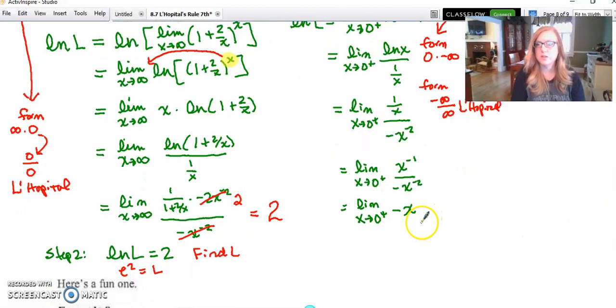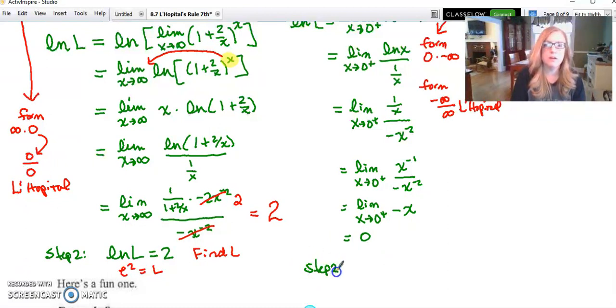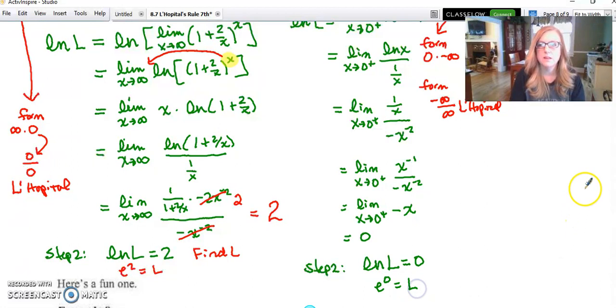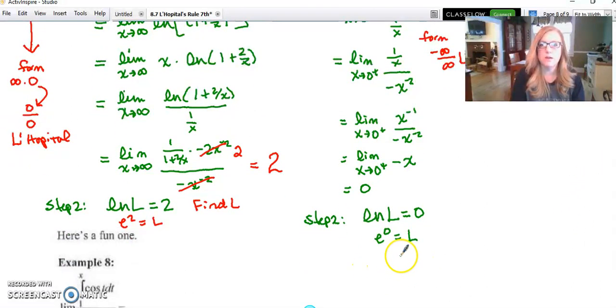And now I don't have an indeterminate form anymore, so we can calculate this limit by plugging and chugging. It's going to equal 0. But remember, we have step 2. We are not done. What we just found is that the natural log of the limit is 0. So we need to go e to the 0 equals L, and e to the 0 is 1. So the limit is equal to 1.